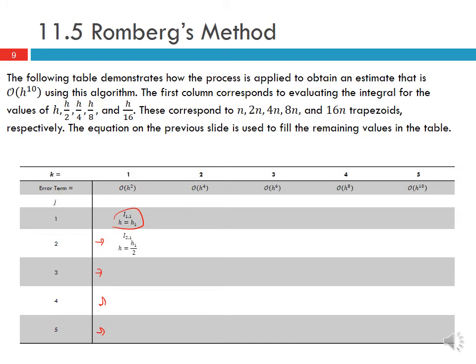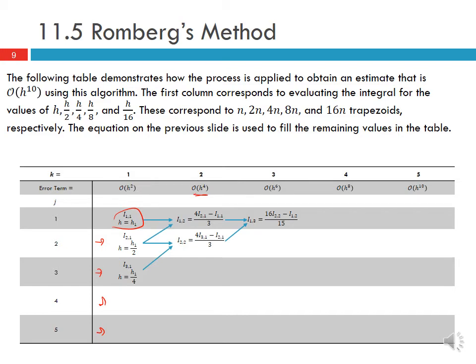We can use the trapezoid rule with h over 2 to get our estimate I21. Then we can take a linear combination of these two. Using that equation, it's 4 times I21 minus I11 divided by 3, which is now fourth order accurate. In the next iteration, we add one more estimate using the trapezoid rule with h over 4. We combine these two with this linear combination to get another estimate that's h to the power 4. Then we combine these two fourth order estimates to get a sixth order estimate, where the linear combination is 16 times the higher one minus 1 times the lower one divided by 15.